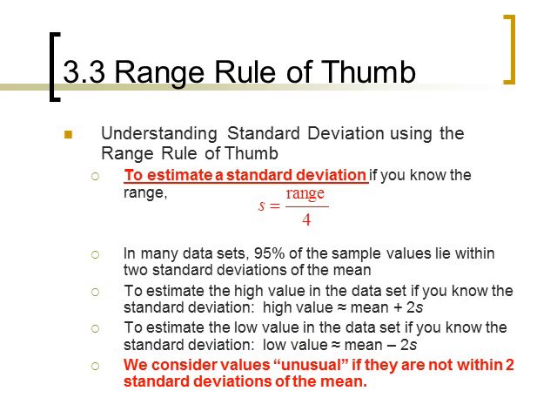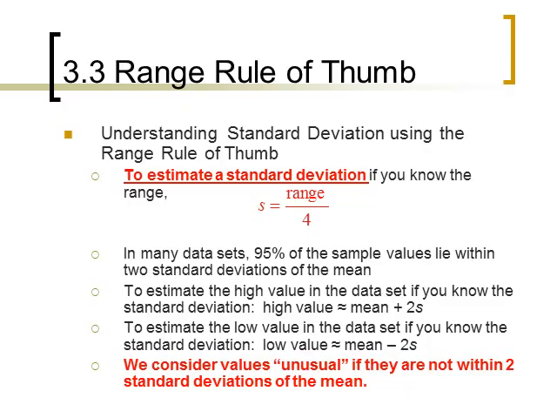One thing that your textbook discusses is something called the range rule of thumb, and this helps us understand standard deviation without using complicated formulas or without entering the data in the calculator. This just gives us an estimate of the standard deviation, so it's a ballpark figure. If you know the range, then you can estimate the standard deviation by taking the range and dividing it by 4. Now, one thing to remember is that in many data sets, 95% of the sample values lie within 2 standard deviations of the mean.